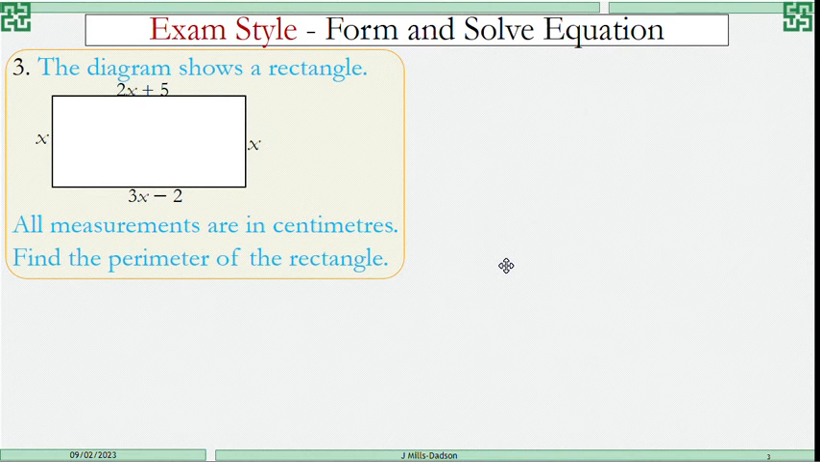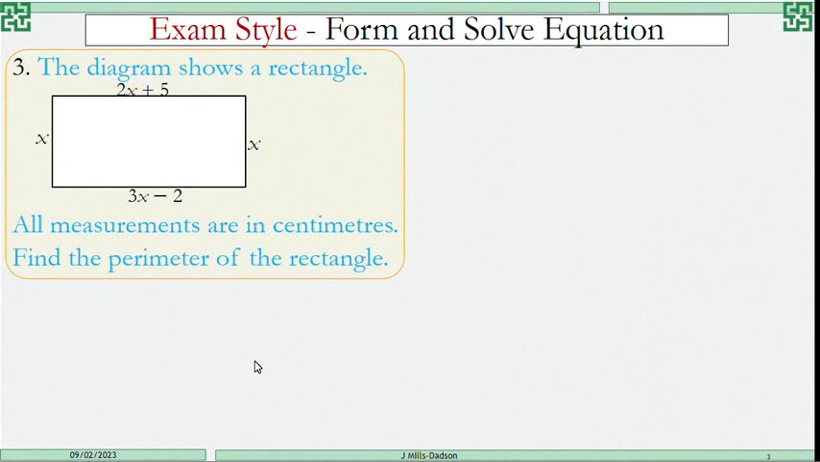In this lesson, I'm going to teach you how to form and solve equations relating to perimeter of shapes. So here we have a rectangle and all measurements are in centimeters. We are supposed to find the perimeter of the rectangle.